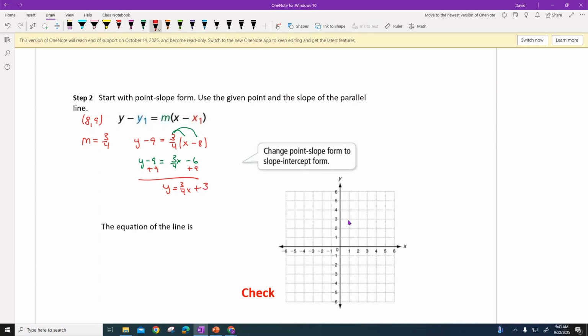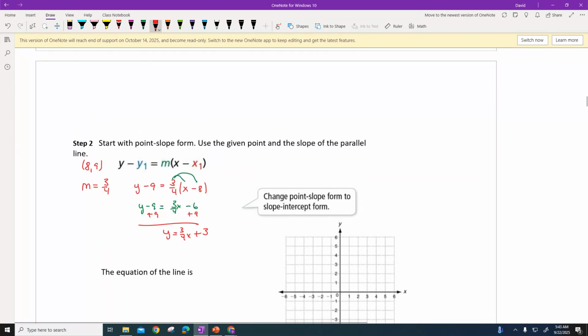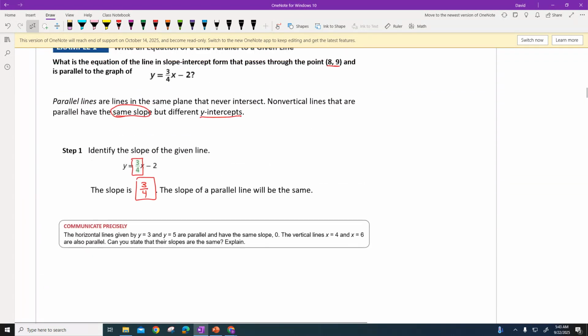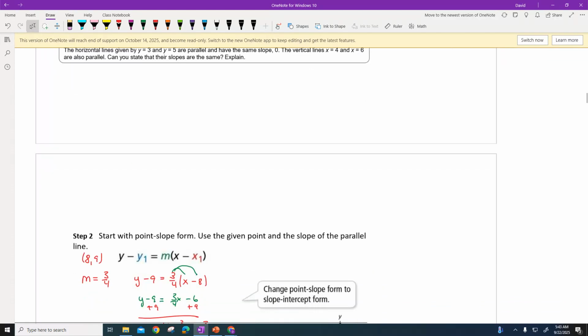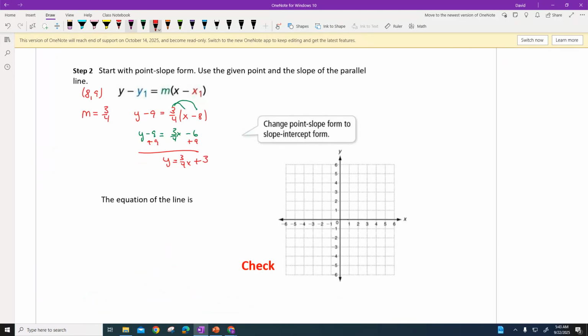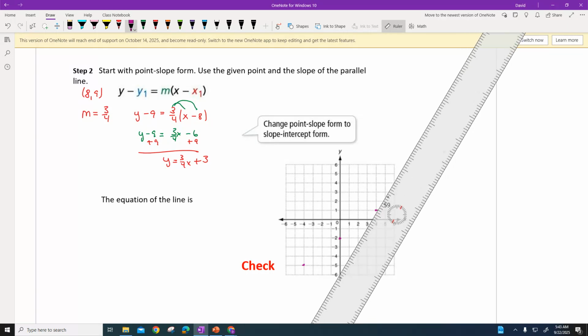Alright, so there's our new equation. Now we're going to check. I can't see that original equation up there. Let's go graph the first guy there. He had a y-intercept of -2. His slope was up 3/4. 1, 2, 3, 1, 2, 3, 4. It was a positive slope. And if I drew that line, it would be in a positive direction.